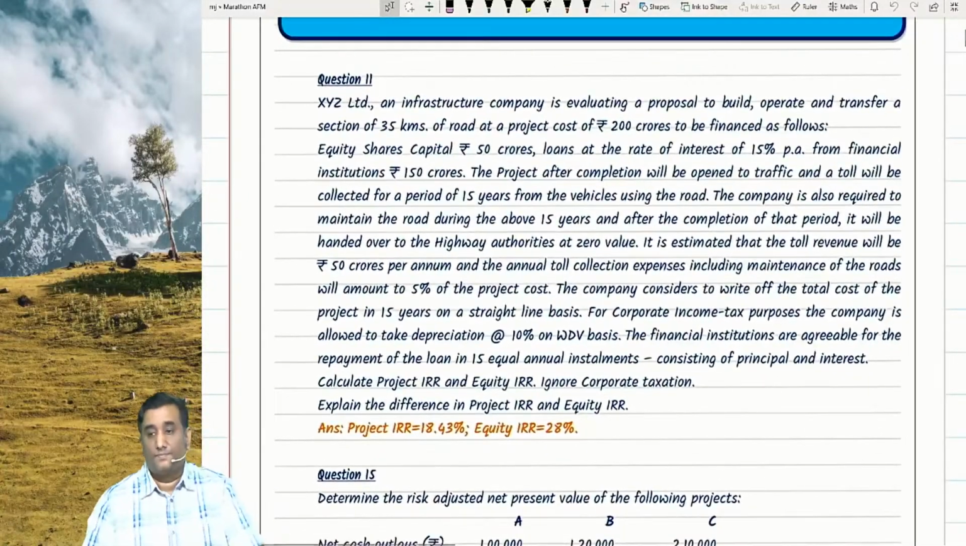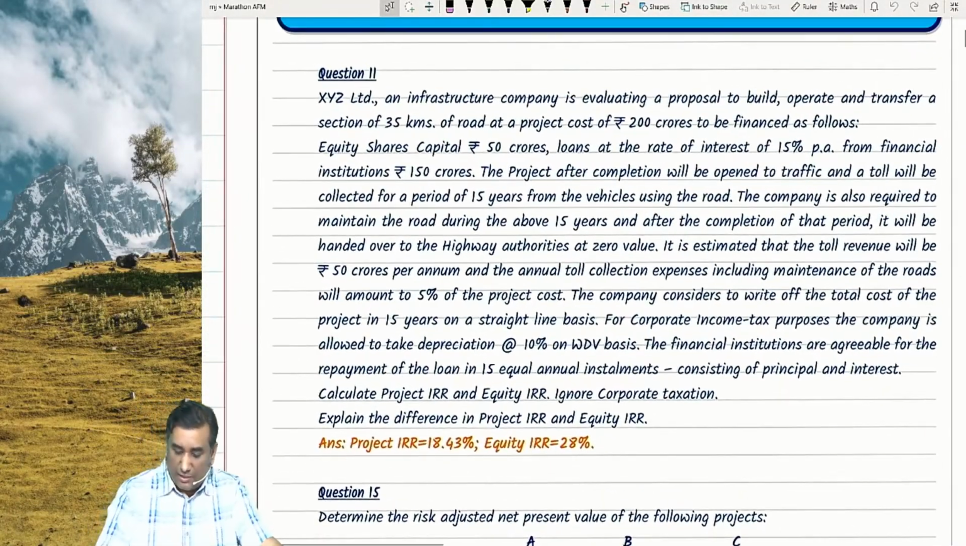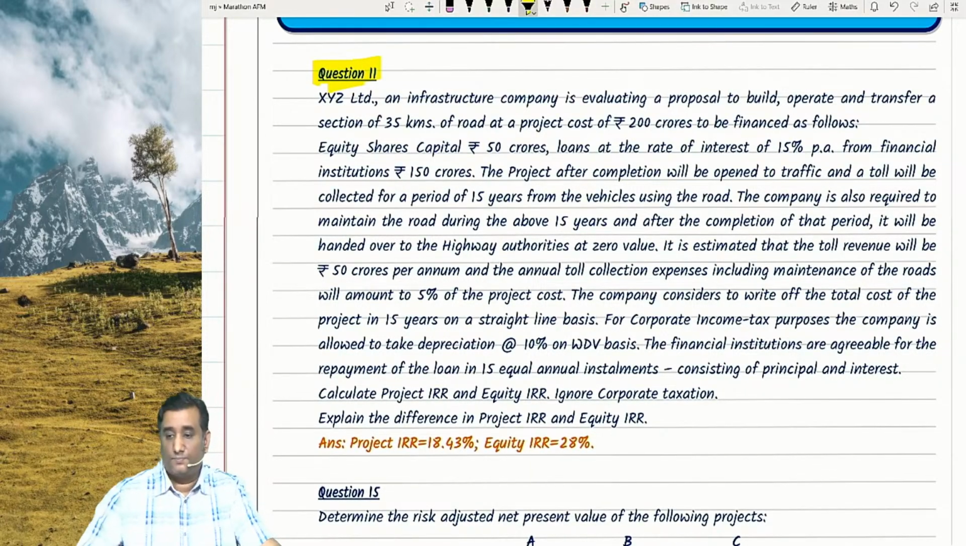Question number 11. Read once, then I'll read it out with you.